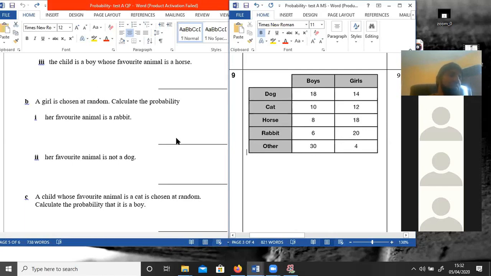Remember, the probability of something not being there is 1 minus the probability of it being there. So the probability of not a dog is 1 minus the probability of being a dog. You can also do it in different ways just by looking at the table. There's so many ways to do that question. As soon as any of you finish, tell me, please. We can move on.